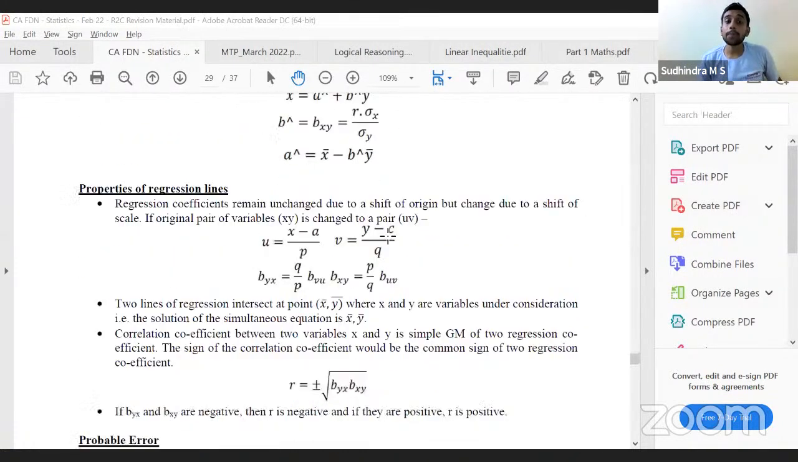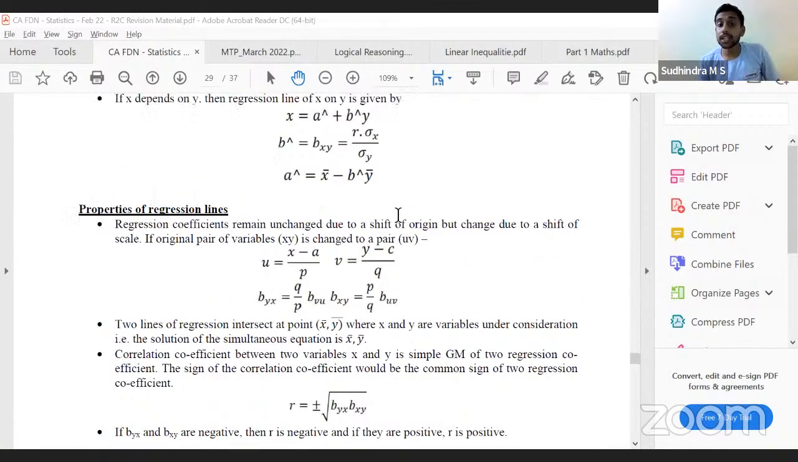Now, what are the properties of these regression equations? The properties are very important. The regression coefficient doesn't get affected by change of origin, but gets affected by change of scale. Unlike the correlation coefficient, which will not get affected by change of origin as well as change of scale, though in limited circumstances the sign might change.